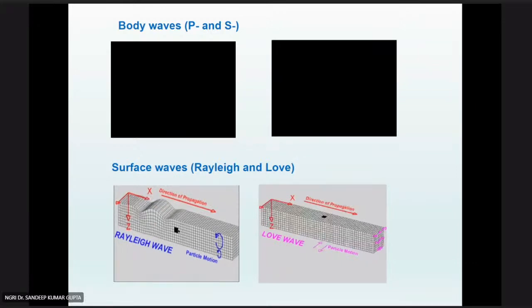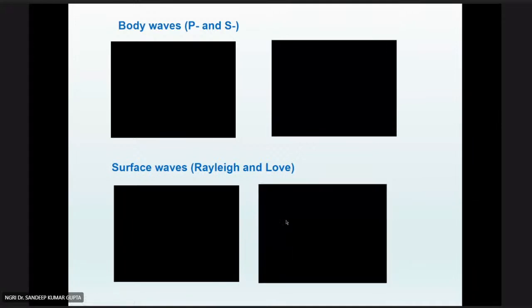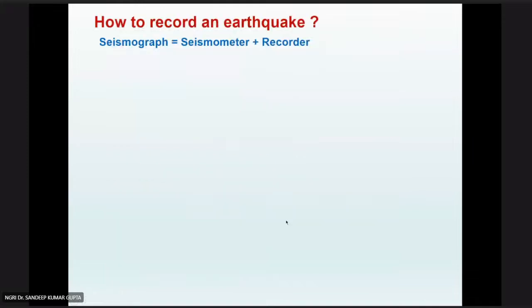So they roll, and since these waves roll and travel along the surface, this is an example of the Love wave. Since the surface waves travel along the surface of the earth, and their movement is in the form of rolls, they are more destructive waves than the body waves. So we get destruction due to the traveling of these waves.